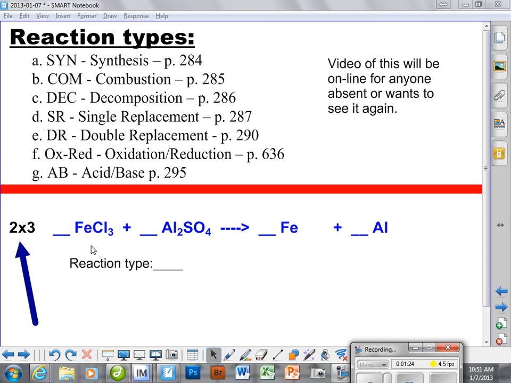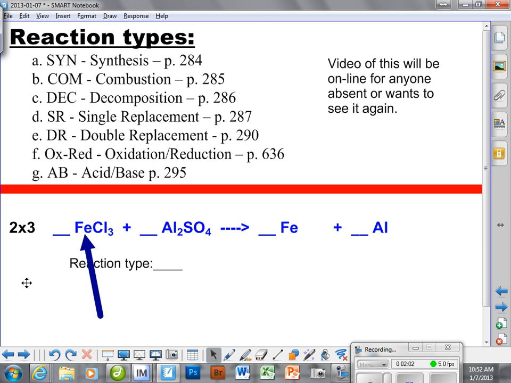So, what we do when we're writing the skeleton equation, which is the first thing you have to write when you're doing an equation like this, we look and see that this guy is chemical 2 and this guy is chemical 3. Note that 2 and 3 are coming from that list at the bottom.